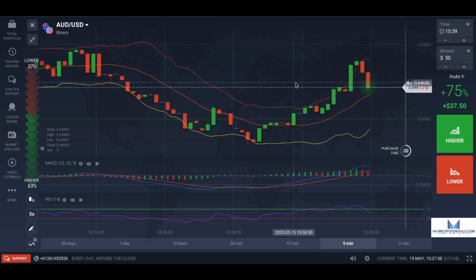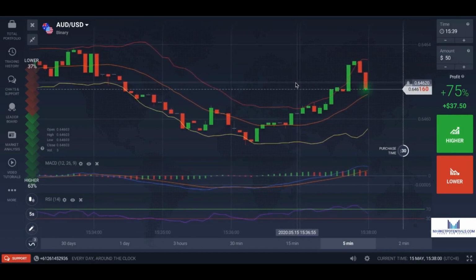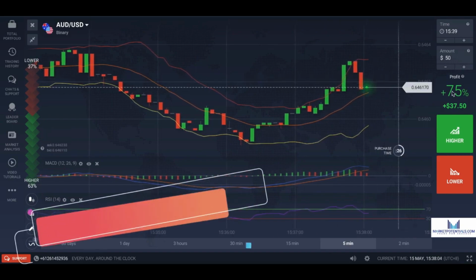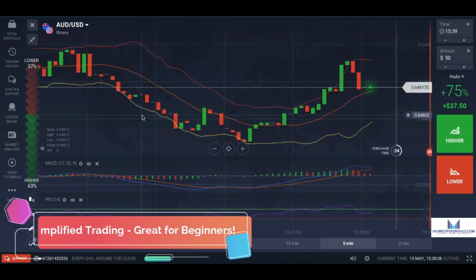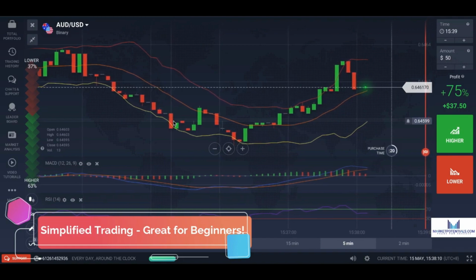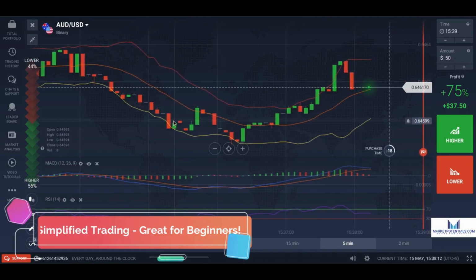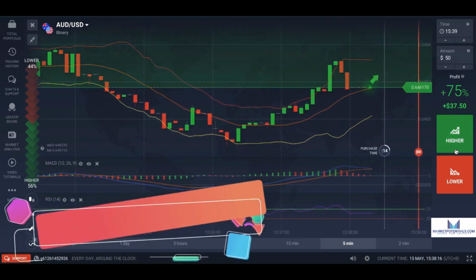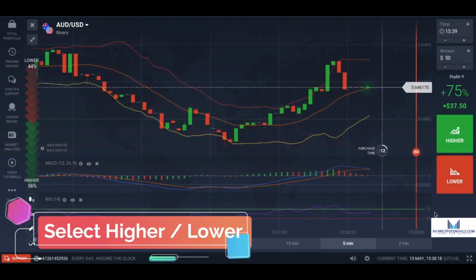I hope it does, because let me tell you, I've looked far and wide, and I can't find anyone else who's going to pay me 75% of whatever money I put in there. So that's one of the reasons why I love binary options trading. Like I said, it's very similar to Forex, and it's simplified in a way. All you've got to do is select whether it's going to end up being higher or lower.